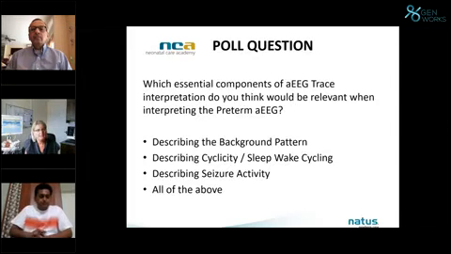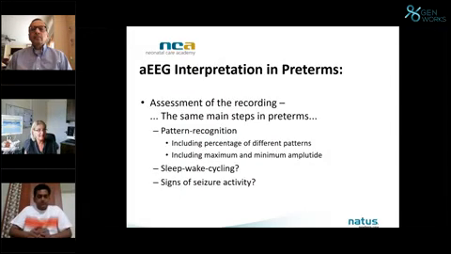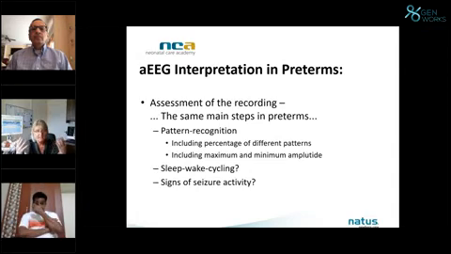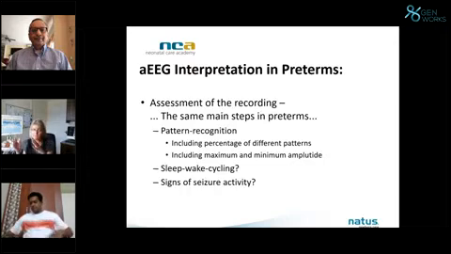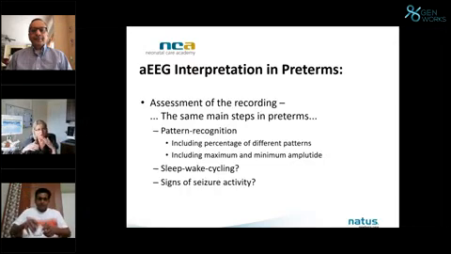When we're assessing the recording and the AEEG interpretation in preterms, it's the same main steps that we use in the full-term baby. We're looking at the pattern recognition. We're looking at the percentage of time we have those different patterns. We're looking at the maximum and the minimum amplitude. We're looking at the sleep-wake cycling and how mature that sleep-wake cycling is. And of course, we want to see if there are any signs of seizure activity.